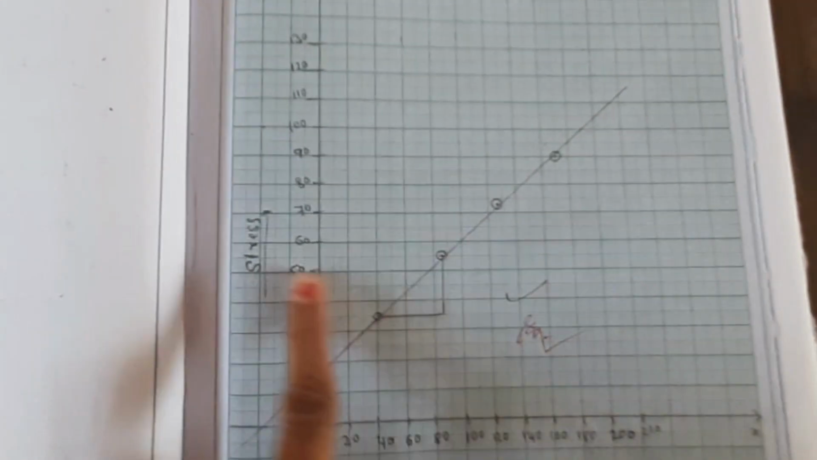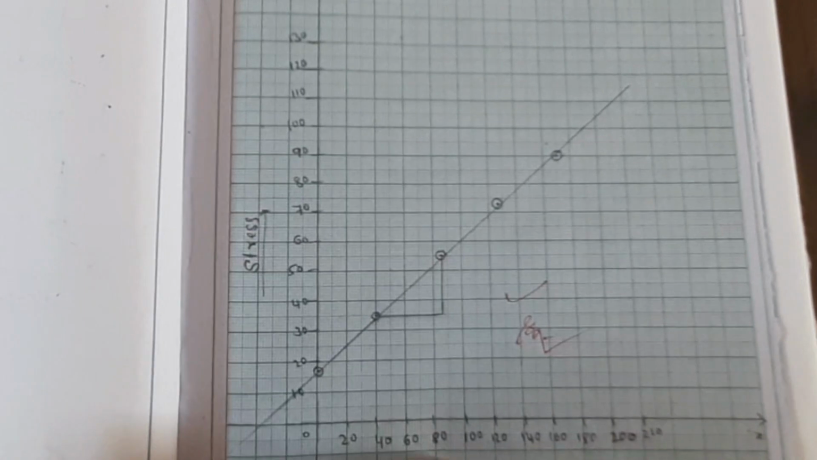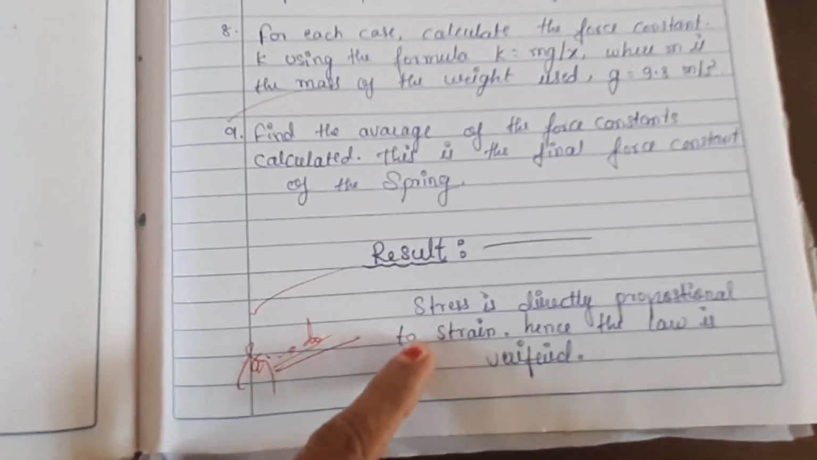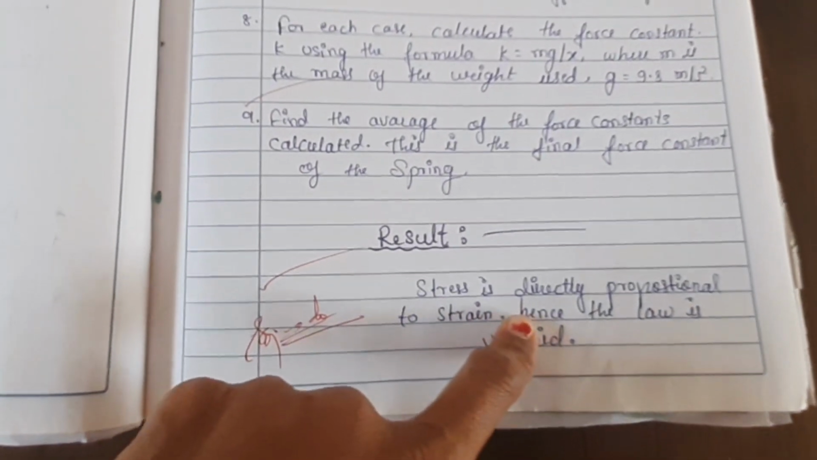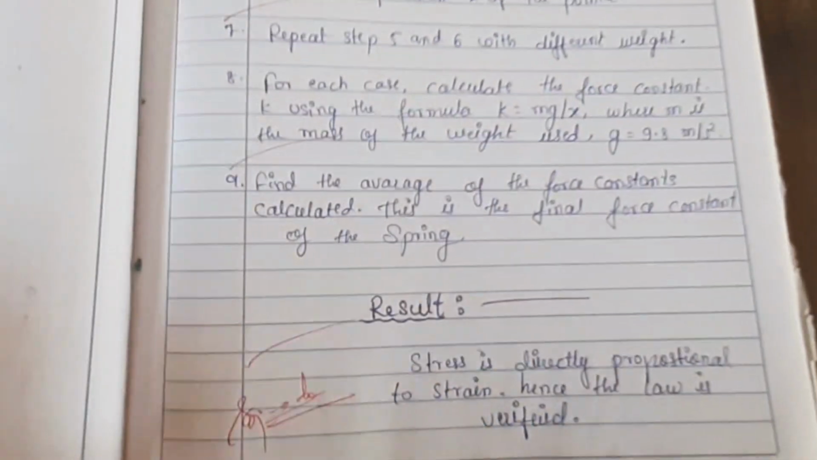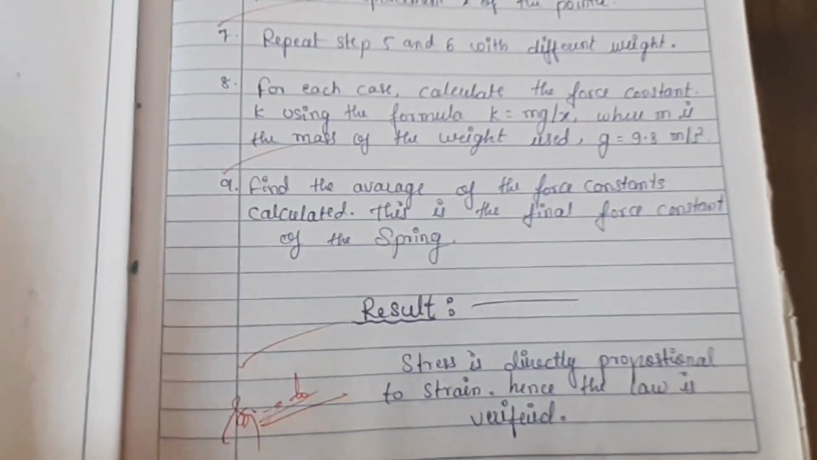That means as stress increases, strain increases. So stress is directly proportional to strain according to Hooke's law. From this experiment we can verify Hooke's law. So this has been verified. This is all about the verification of Hooke's law.